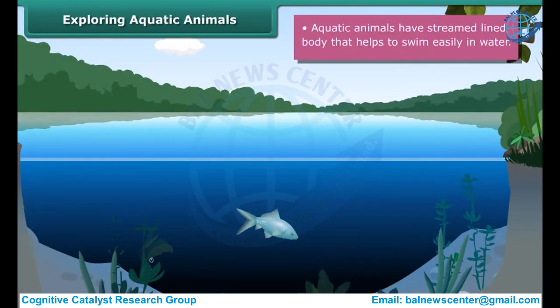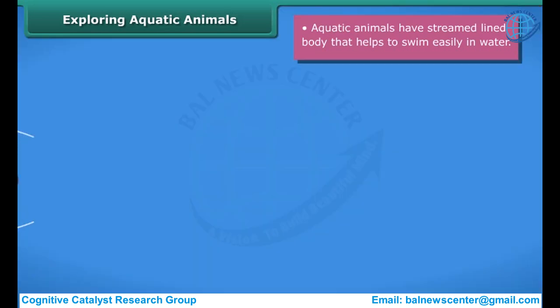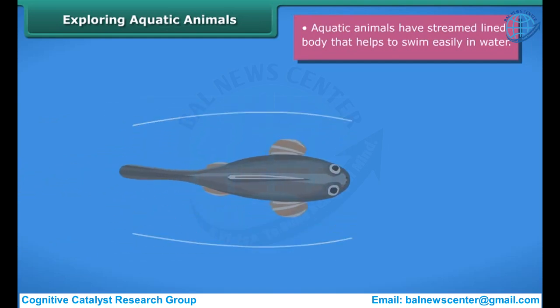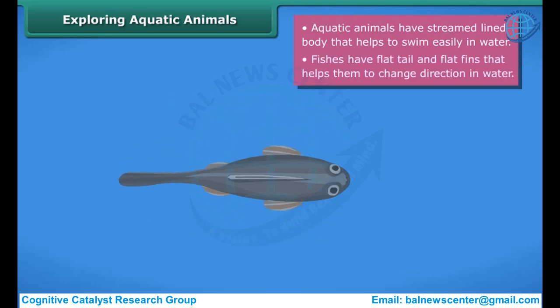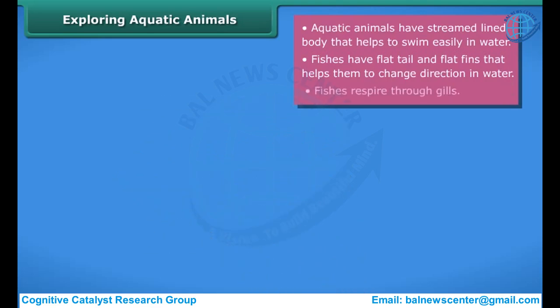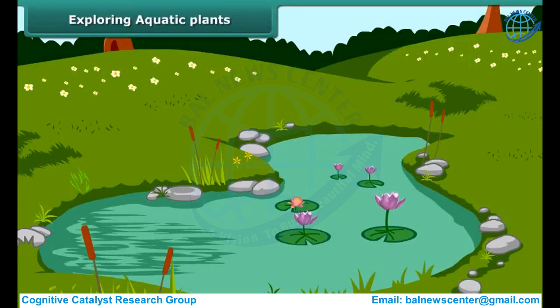Aquatic animals have special features and adaptations that help them to survive and live in aquatic habitats. Aquatic animals like fishes have a streamlined body that helps them swim easily in water. Fishes have a flat tail and flat fins that help them change direction in water. Fishes respire through gills.